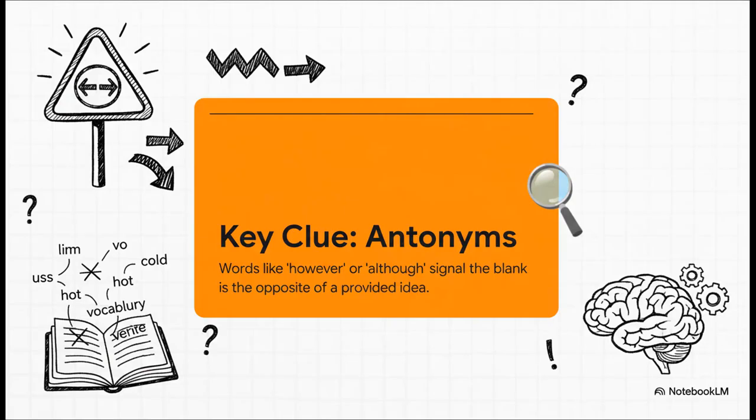Okay, this one is one of my absolute favorites because it's so clear-cut. Anytime you spot a signal word like however, but, or although, it's like a giant flashing neon sign. It's telling you that the word in the blank is going to be the opposite of another idea in that sentence. It just creates this perfect, logical path right to the answer.